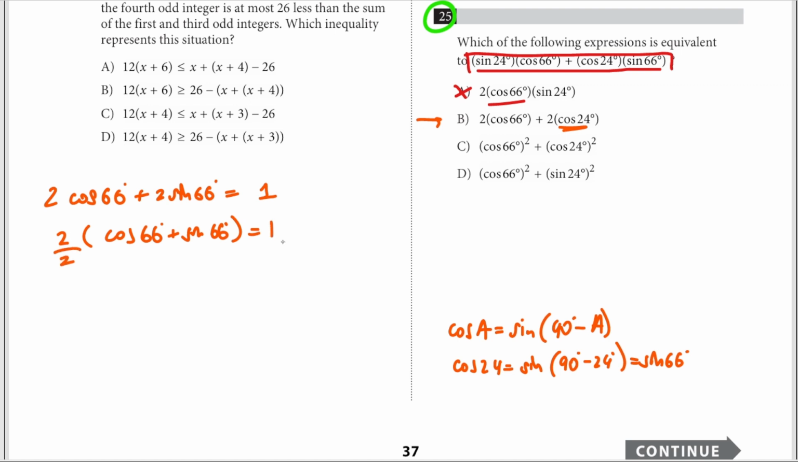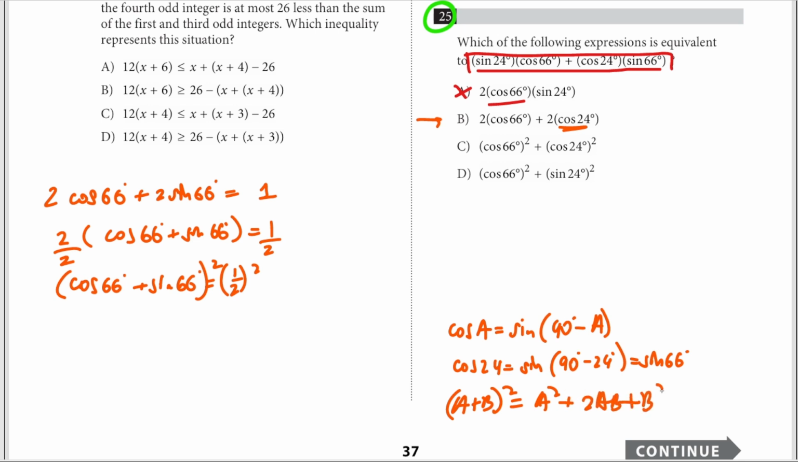Divide by 2 on both sides. We're going to get cosine of 66 plus sine of 66 is equal to 1/2. Now, if we square both sides, let's remember this other formula: (A plus B) squared is equal to A squared plus 2AB plus B squared.